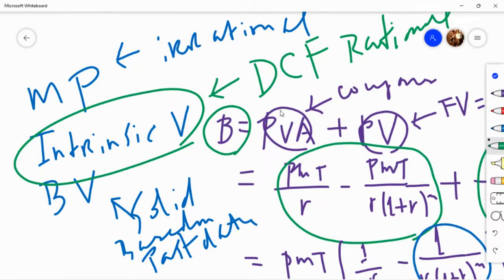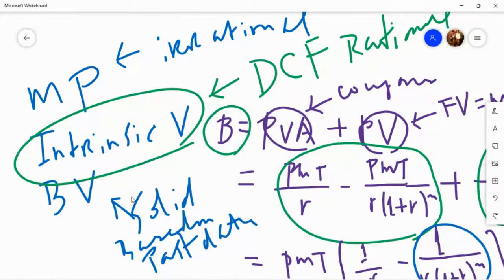So the market, that's the reason why we don't call it market value. That's the reason why market price is called market price. The others are called value. Okay, and then intrinsic value is the one.